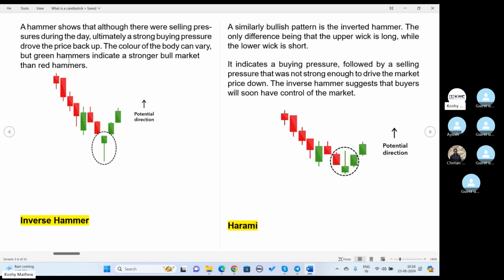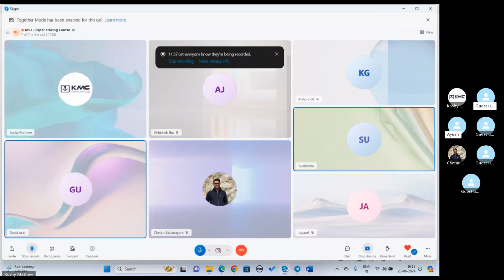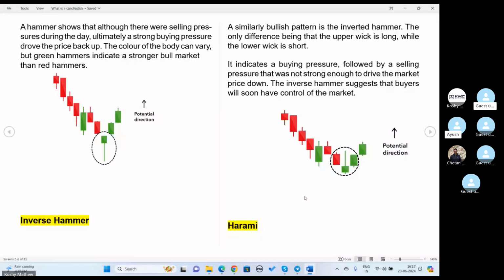So one is the hammer. I've shown you this one, but the market is falling. Second is the inverted hammer. This one. Both are bullish in nature. Third, any questions? Please ask. For inverse hammer also, Matthew, the color does not matter. No, it doesn't matter. For any hammer, both the hammers, color doesn't matter.